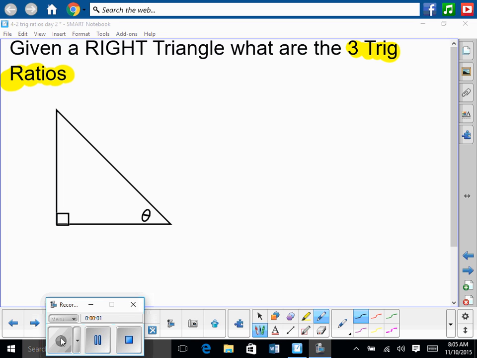We're just doing more practice with the 3 trigonometric ratios. I don't want you to tell me right now, I just want you to think. What are the 3 trigonometric ratios that we learned yesterday? Just say it in your head. Everybody think in your head for a second. All right, now talk to your group and tell them what the 3 trig ratios are.